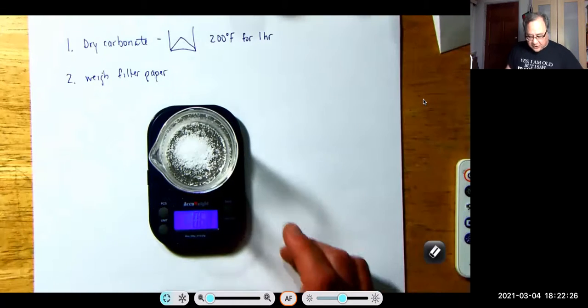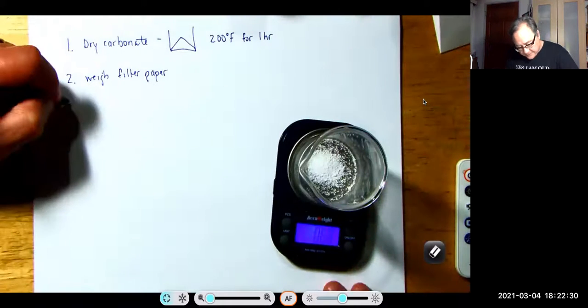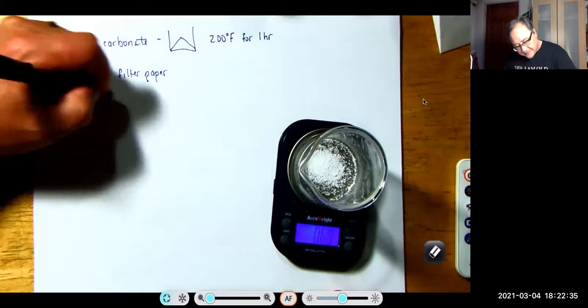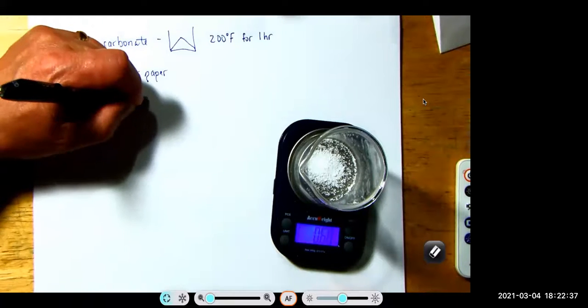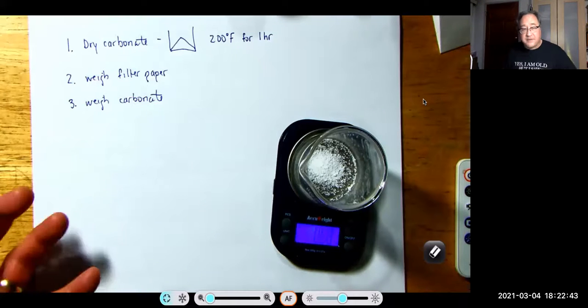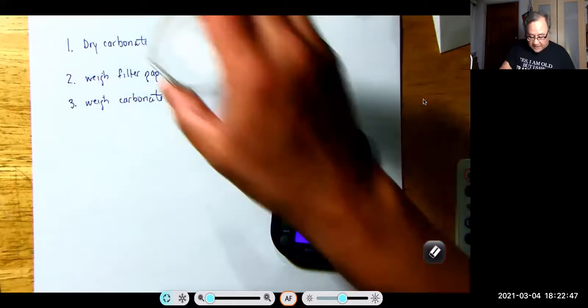So what's the third instruction here after you say weigh your filter paper? Weigh the carbonate. Now, when I say carbonate, that doesn't mean carbonate ion alone. It means either lithium carbonate, sodium carbonate, or potassium carbonate, whichever one you have. You'll be trying to figure that out.